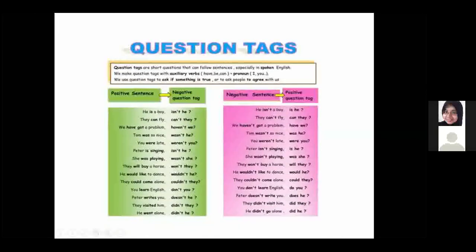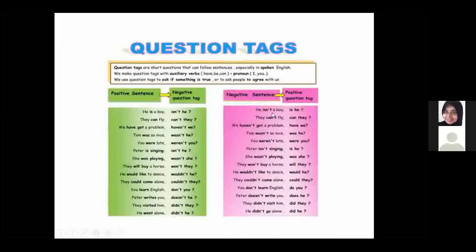Now let's move on to the question tags. Right, suppose if you encounter such a thing, you should have an idea, right? So here see, if you find a positive sentence, here see, he is a boy, right? It's a positive sentence, right? So if you're having a question tag for it, it should be negative. If the sentence is positive, the question tag should be negative. Can you understand?